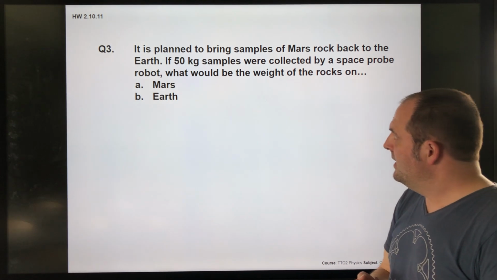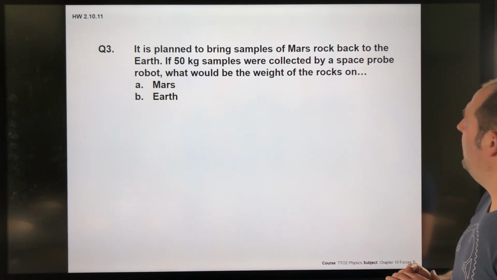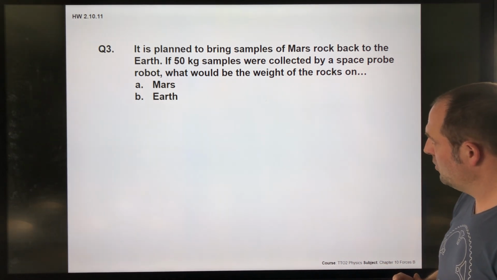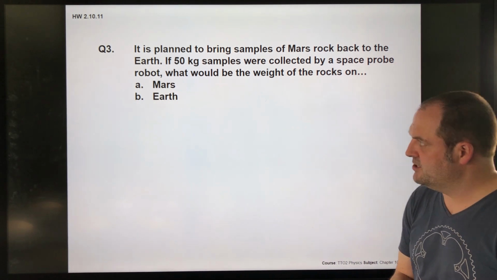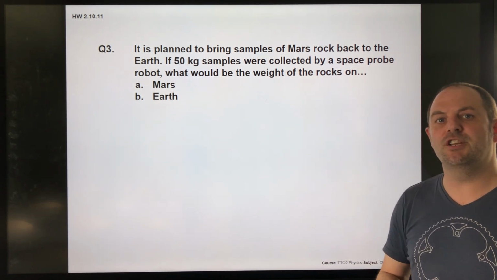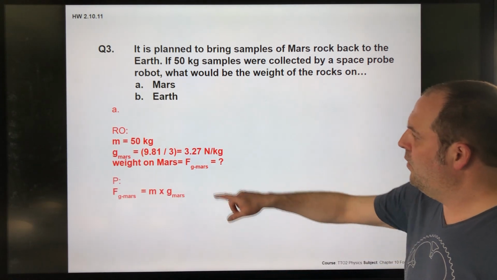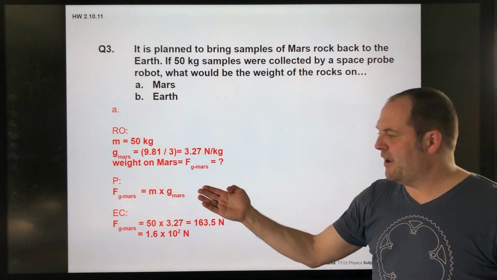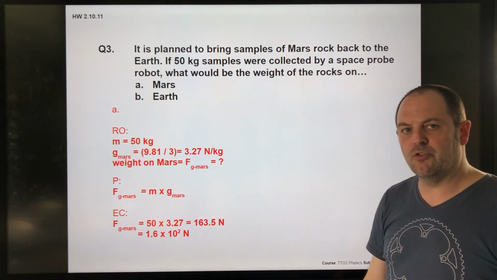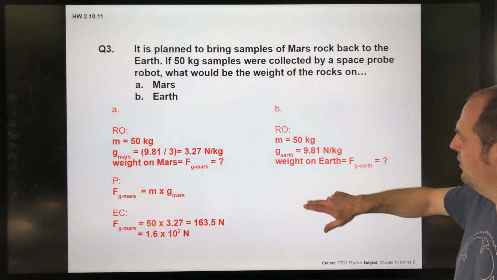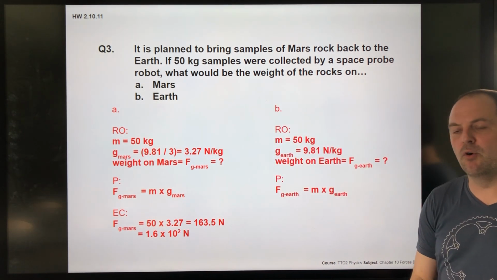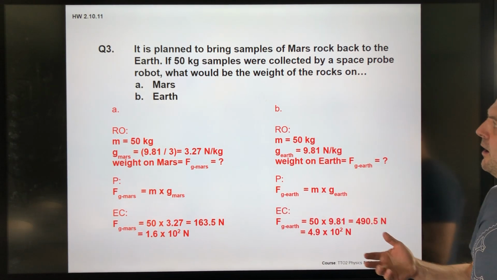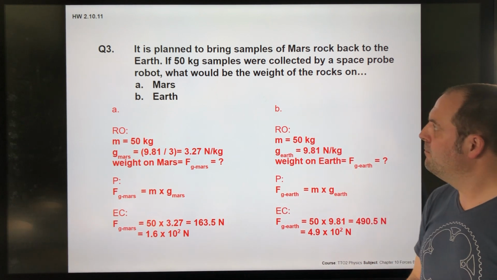Question 3. It is planned to bring samples of Mars rocks back to the Earth. If 50 kilogram samples were collected by a space robot, what would be the weight of the rocks on Mars and on Earth? Same situation. You need to know the gravitational field strength on Mars. That is 1/3, so 3.3 Newton per kilogram. Then I fill it in the standard formula and you get this result. If you compare this with the result here on Earth, where the gravitational field strength is 9.81, you just fill it in and you see that the outcome is going to be bigger. So the planet Earth has more mass than the planet Mars.